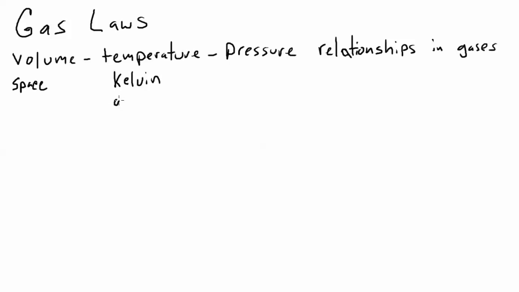If I wanted to take a Celsius temperature and convert it into a Kelvin one, I would have to add 273. So freezing, which is 0 degrees Celsius, is 273 Kelvin, and there's no degree symbol with that.